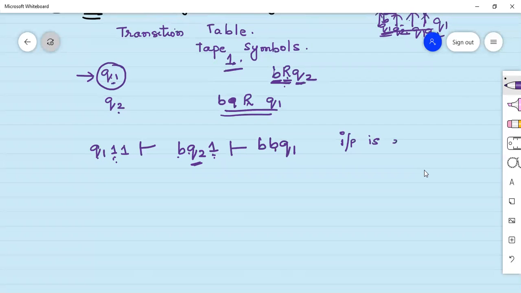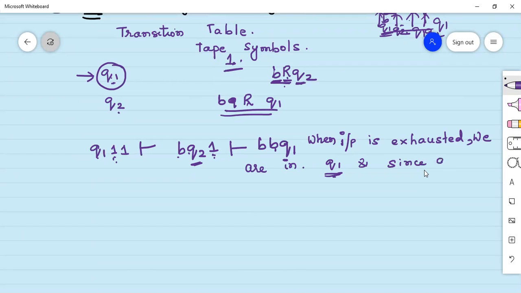means we have consumed the input. What is the state we are in? We are in state Q1. So when input is exhausted, we are in state Q1, and since Q1 is final state, string 11 is accepted.